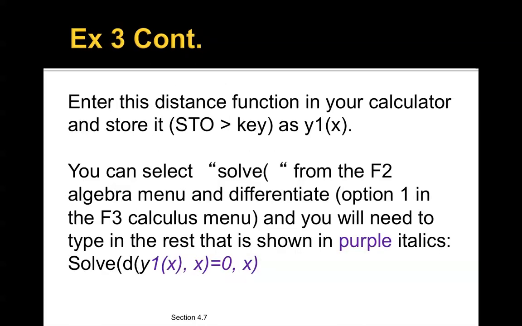Now, you can use your calculator to do this. Enter the distance function into your calculator and store it with the sto arrow key as y1 of x. Then you can select solve from the F2 algebra menu and differentiate option 1 in the F3 calculus menu, and you will need to type in the rest as shown in purple italics. So you work on this personally because you know at certain points in the test it will be non-calculator active. So this is just a little bit of information for you to practice on your own for the calculator active portion of the test.